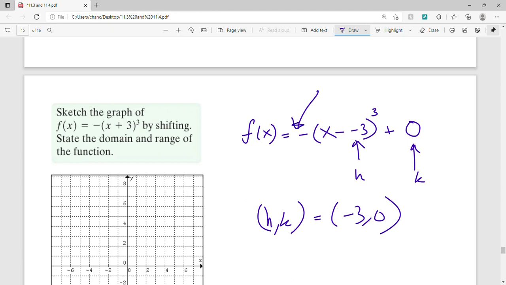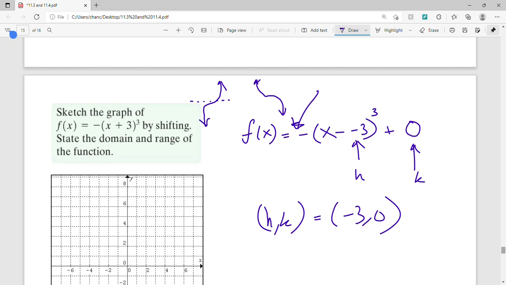This is going to tell me the graph is upside down. So instead of an S like this, that's not what we want. We want an S like this. So it looks like a mirror reflection. It's reflected about the x-axis.